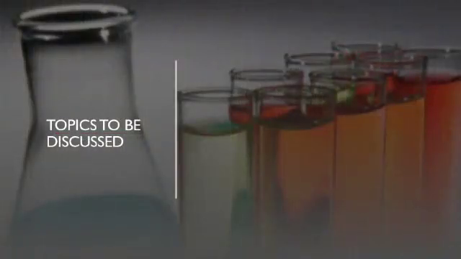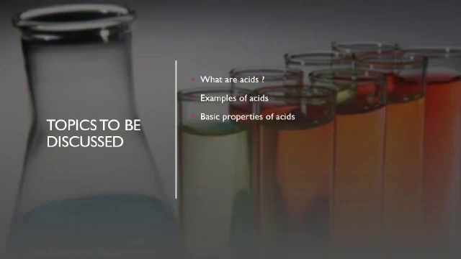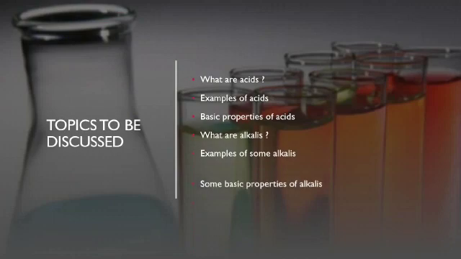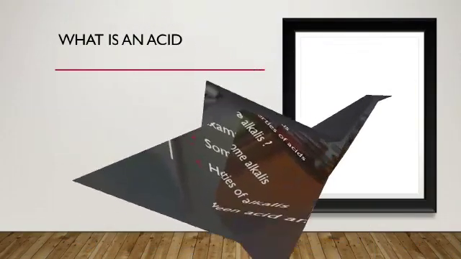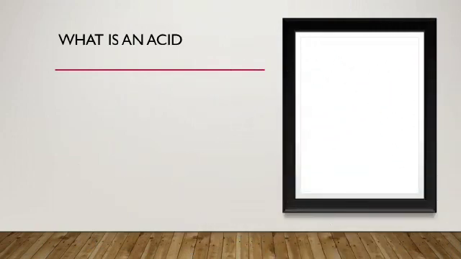The major points that we will discuss today are what acids are, some properties of the acids, some examples of the acids. What are the alkalis, some properties of the alkalis, and some examples of the alkalis. And in the end, we will discuss how to distinguish whether the given solution is an acid or an alkali. So let's come to the first point of our presentation.